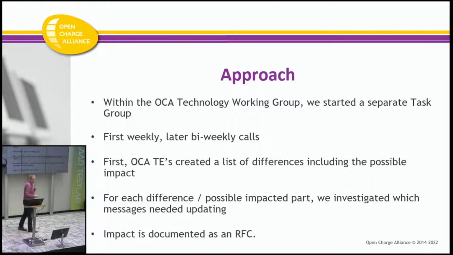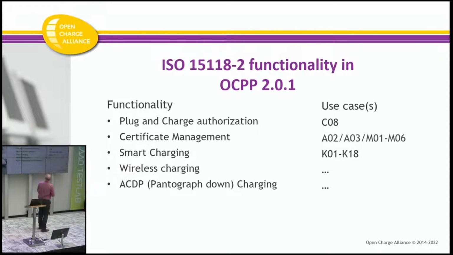So for those of you that don't know the functionalities, the functionalities from the -2 are listed here, and they also have a companion use case in OCPP. So you see the plug and charge authorization, the certificate management, and also the smart charging part for ISO 15118. In the -20, 2 new functionalities are also added, which is the wireless charging and the pantograph charging. The abbreviation is ACDP, automatic connection device pantograph, if I'm correct. But basically, it's pantograph down charging.